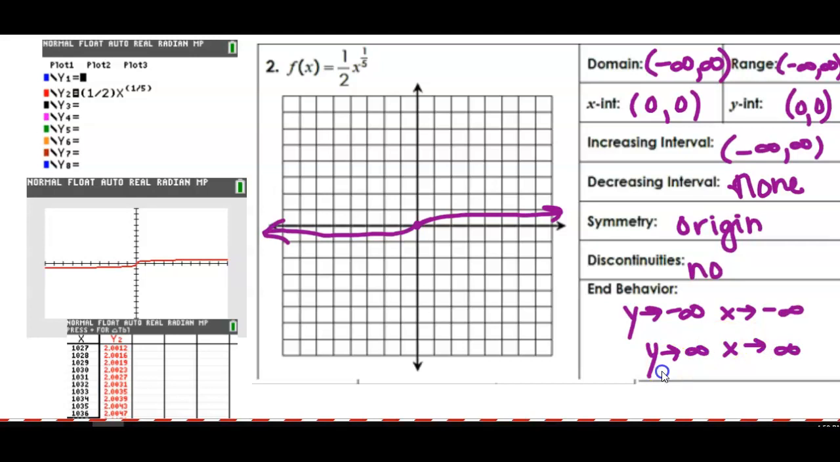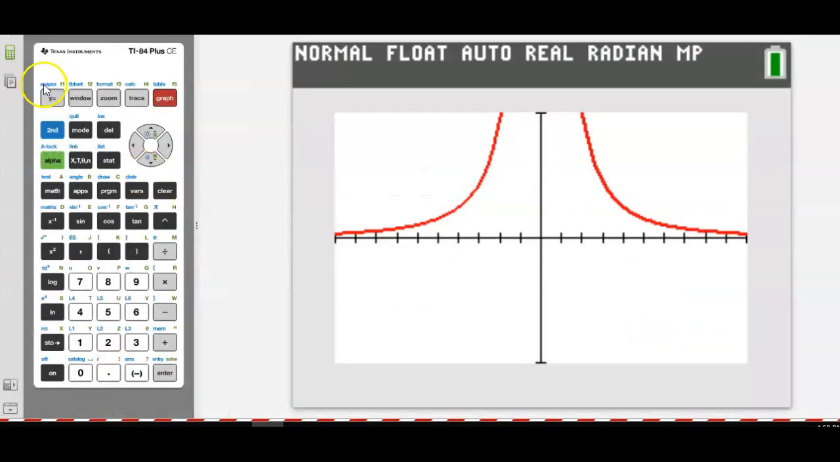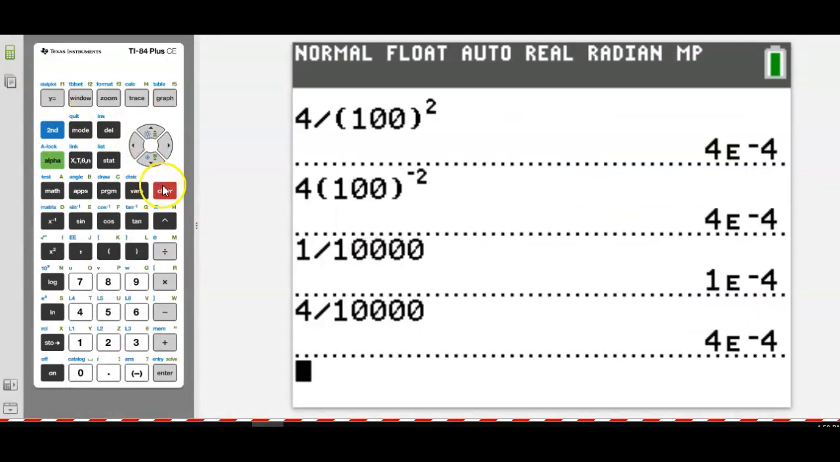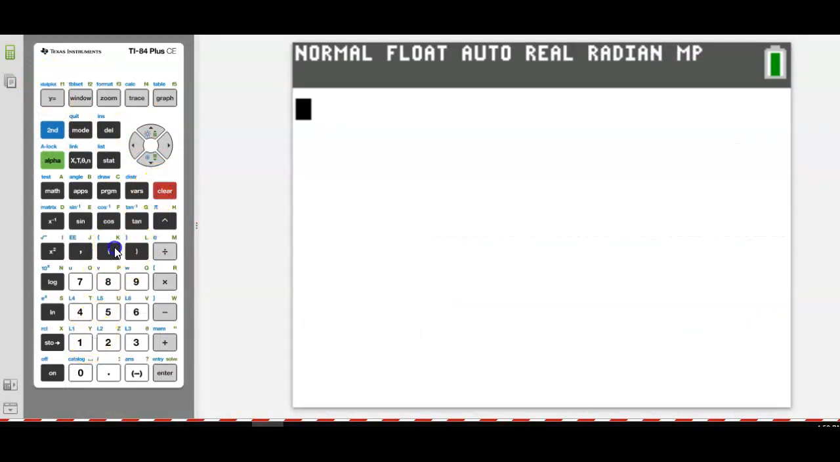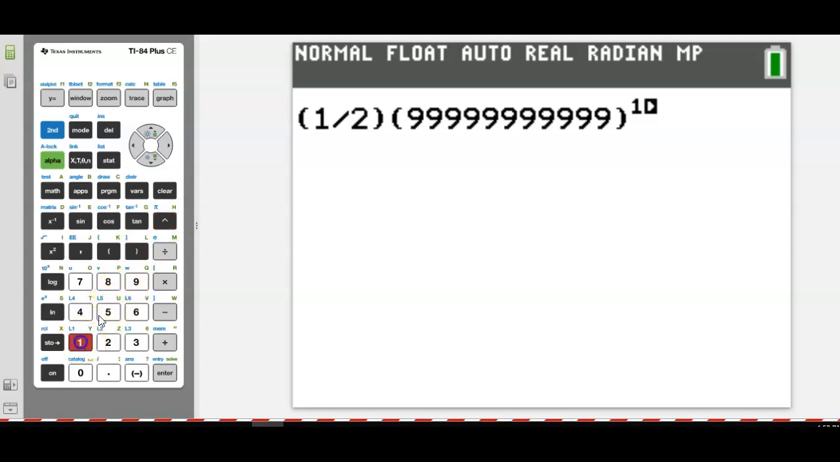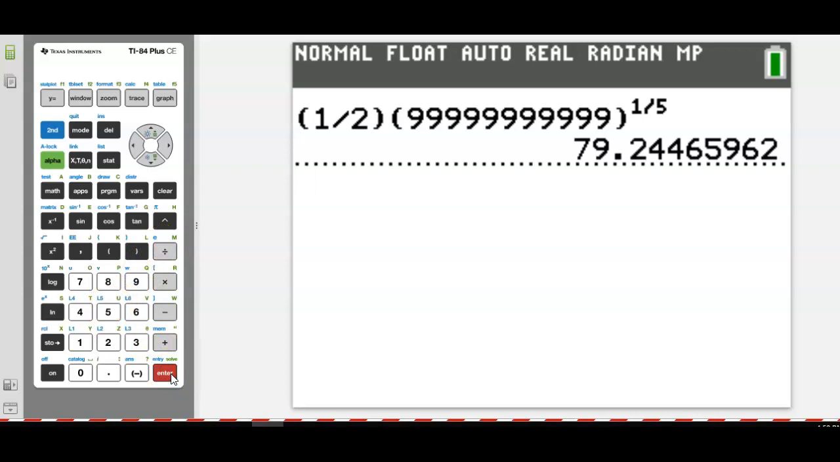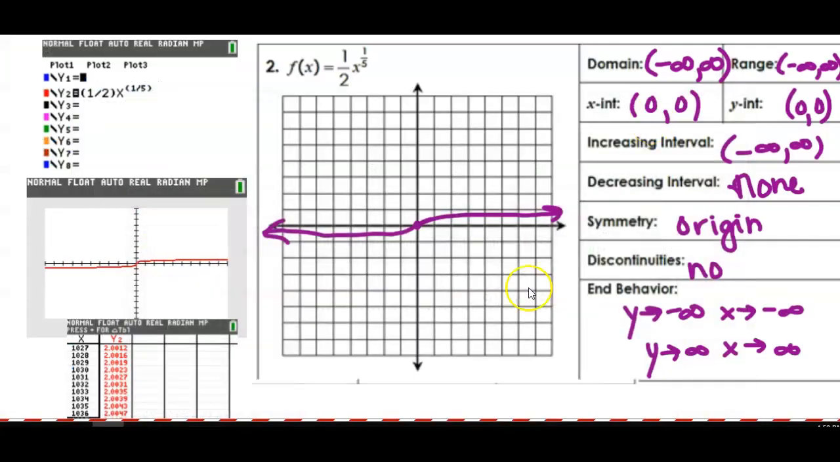I can't even think how you would get a very big number out of that. If we just went to the home screen and we did 1/2, and then we put in a really big number to the 1/5 power, we're up to 79, so it does keep going, just ever so slowly. All right, is that the last one?